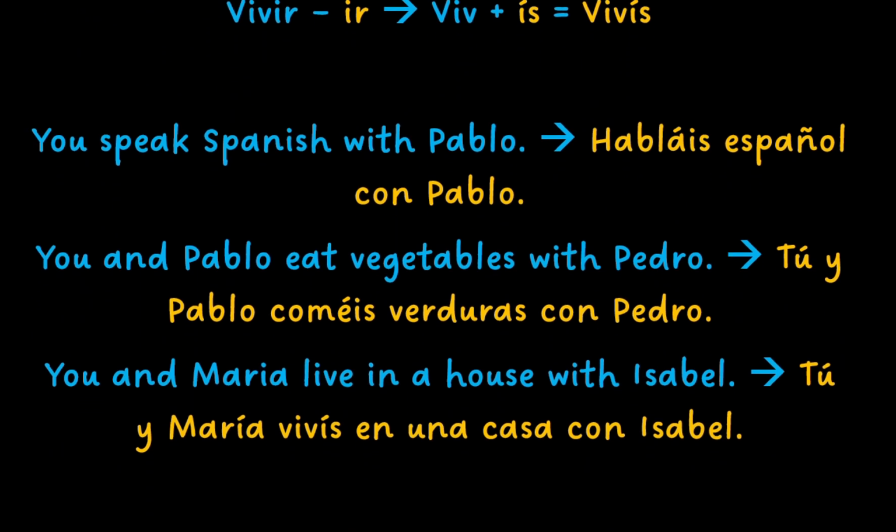You speak Spanish with Pablo is habláis español con Pablo. You and Pablo eat vegetables with Pedro is tú y Pablo coméis verduras con Pedro. And you and Maria live in a house with Isabel is tú y Maria vivís en una casa con Isabel.